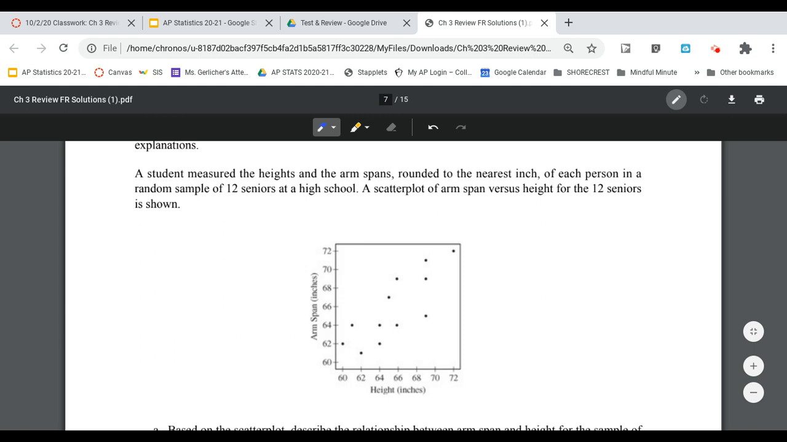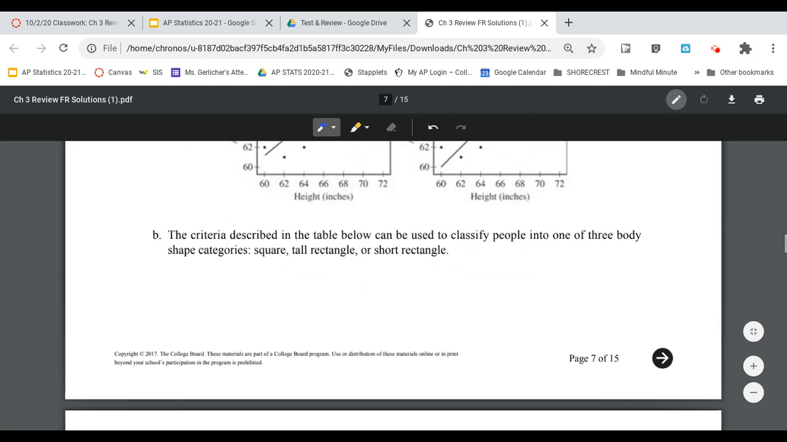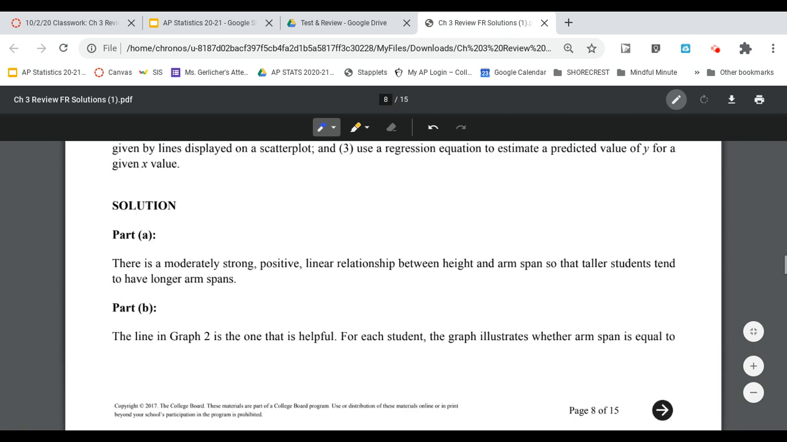So this is a DUFS problem: direction, unusual features, form, strength. Direction is positive, because you can imagine a least squares regression line here. I don't see any outliers. Form, linear, seems reasonable. And strength, let's see what they said. I would call that moderately strong, but let's see if we agree. Yeah, moderately strong, positive, linear.